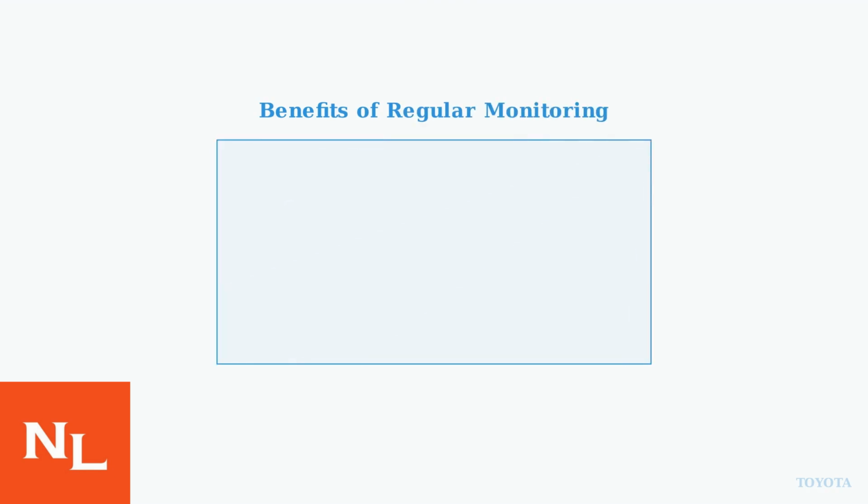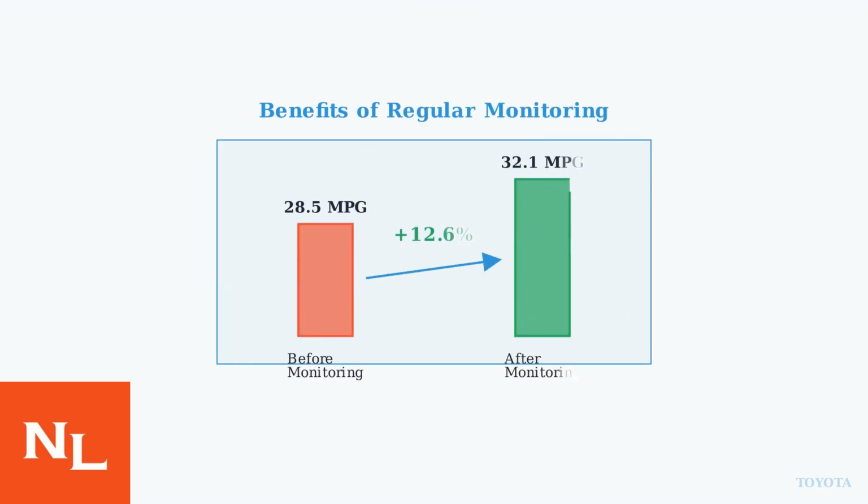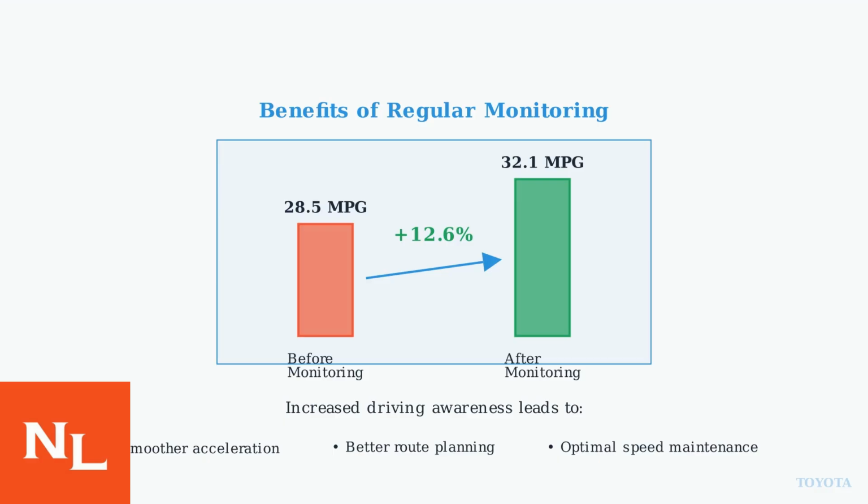Regular trip meter users often achieve better fuel economy through increased awareness of their driving habits. Studies show that monitoring your fuel consumption can improve efficiency by 8 to 12% simply through conscious driving behavior changes.